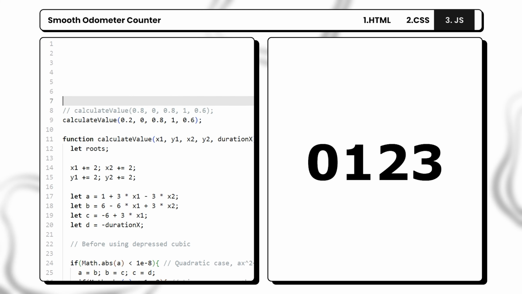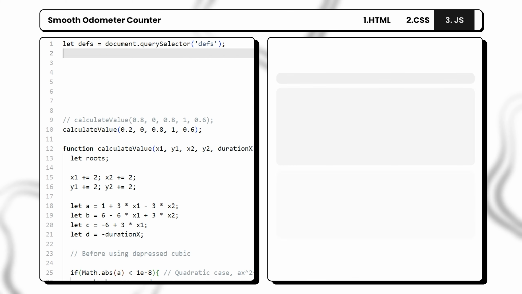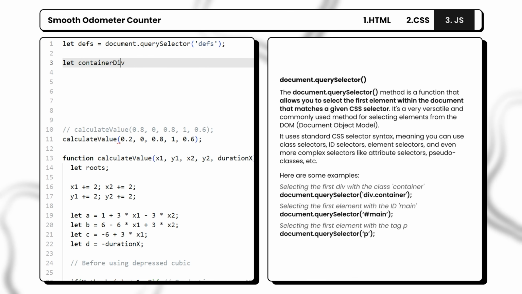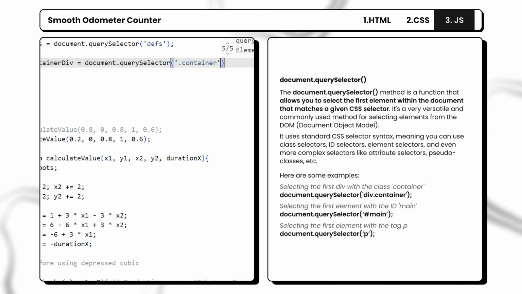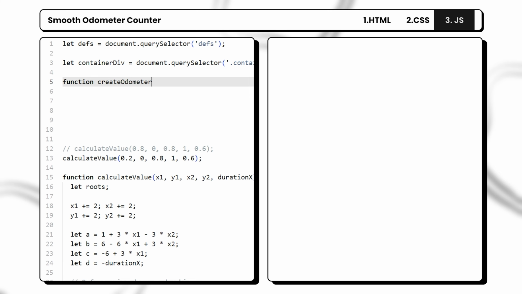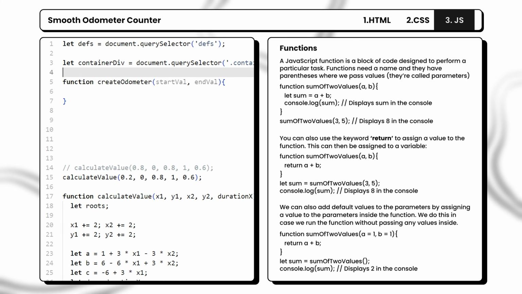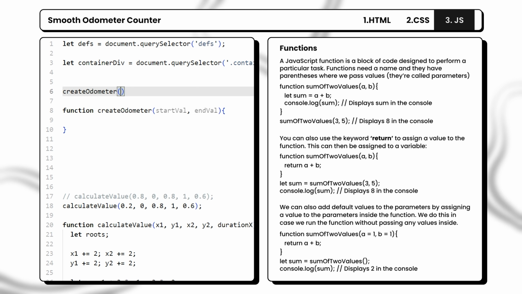We're going to start off by selecting our definitions from HTML so we can later on change the standard deviation of the filters inside, and we will also select our container div so we can animate each number inside it properly. We do so using document.querySelector and selecting the definitions tag and the container class for the container div. Next we create a function createOdometer that takes two parameters, startVal and endVal, and we will call the function above and put 0 and 1234.